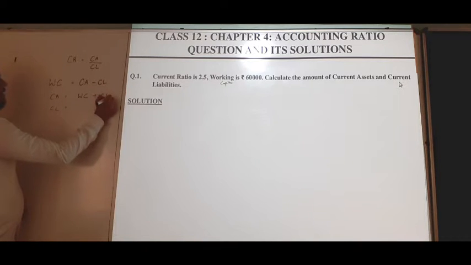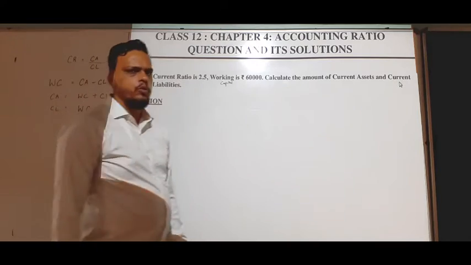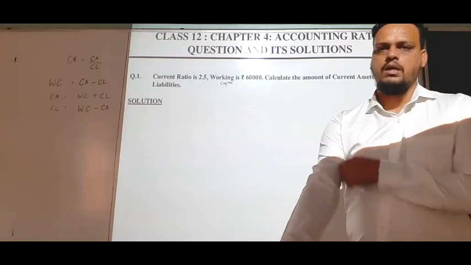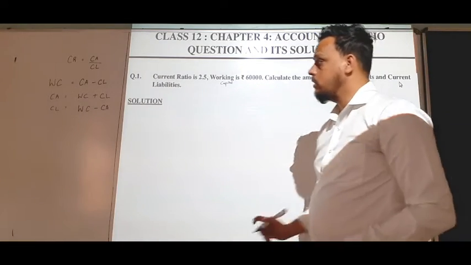Now, we can go the same way for current assets and current liability. If you want to find current assets, then it will be working capital plus current liabilities. If you want to find current liability, then the formula will be working capital minus current assets. This much should be known by you for solving these current ratios. Now let's begin with the question.